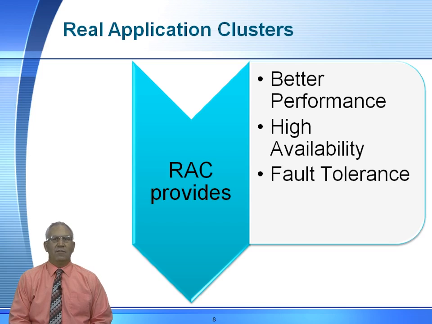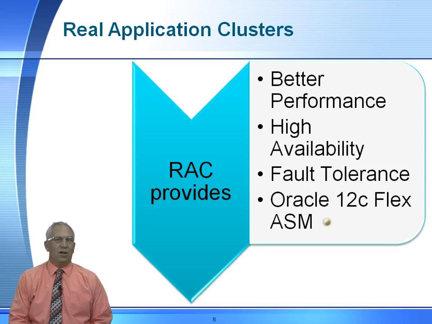It also gives us high availability. We no longer have a single point of failure. If we're in a 2-node RAC and one of the nodes goes away, the database in and of itself is still available. We could fix the problem and then restart that specific node. It is also fault tolerant. The Oracle 12c Flex ASM architecture means that you are no longer required to have an ASM instance on each individual node within the RAC environment.